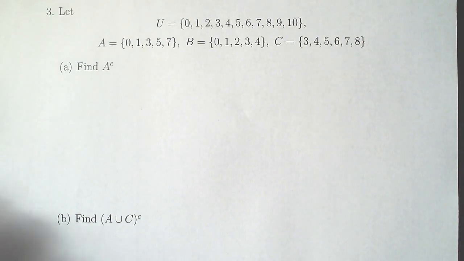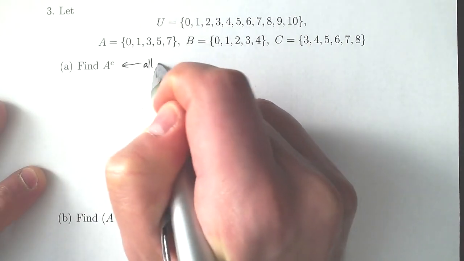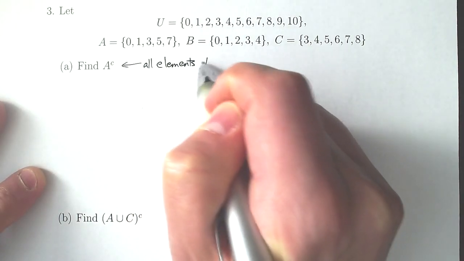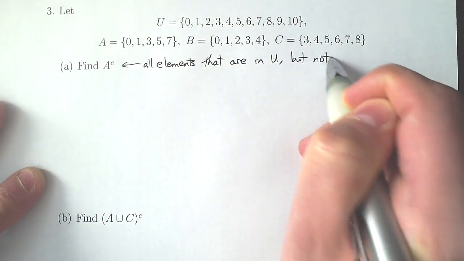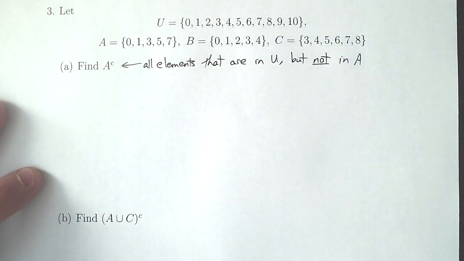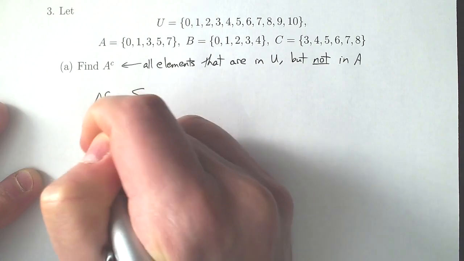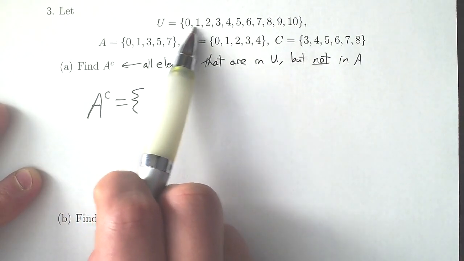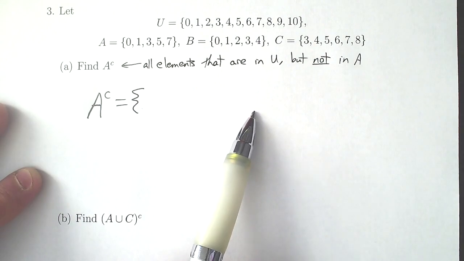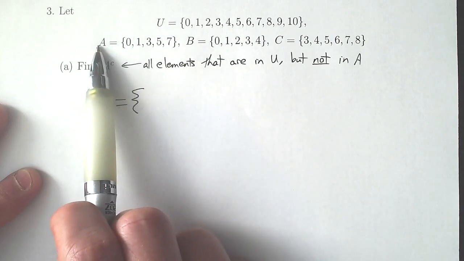All right, first one wants me to find A complement. So remember, this is all elements that are in U but not in A. So I don't even need to look at B and C for this one. Let's say A complement equals, we should have brackets for this because it's a set, and you could actually just look at U and kind of go one at a time and decide, do I need to put it in my answer or not? Or it's up to you. Do you want to look at U first or do you want to look at A first?